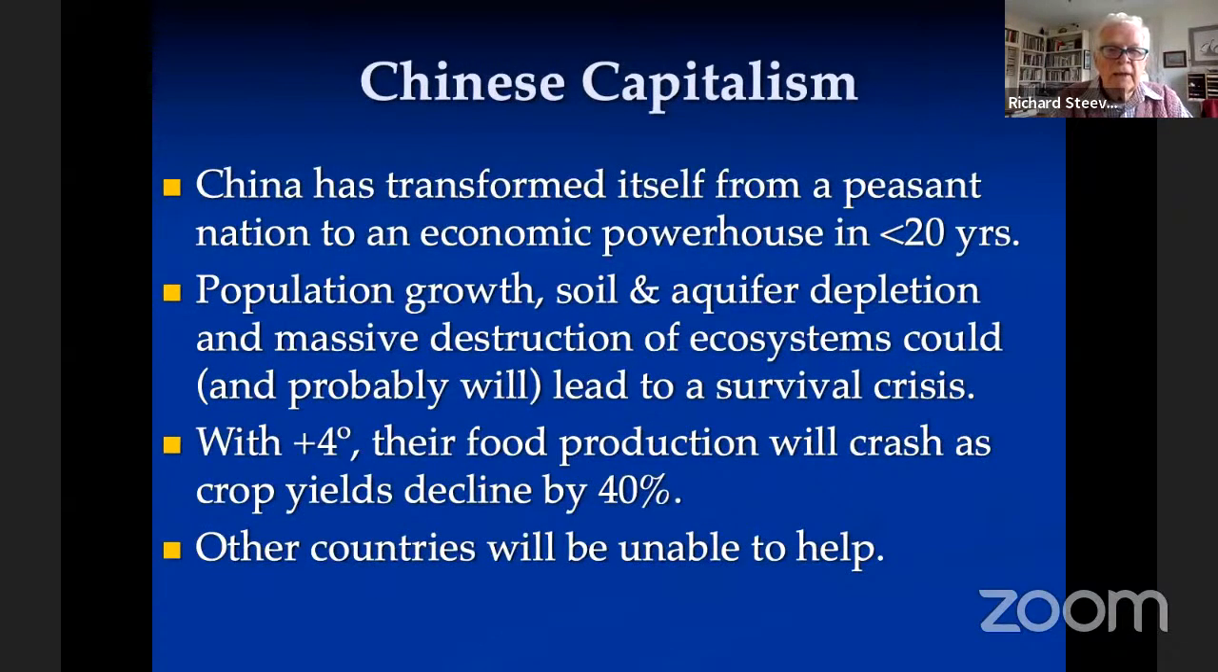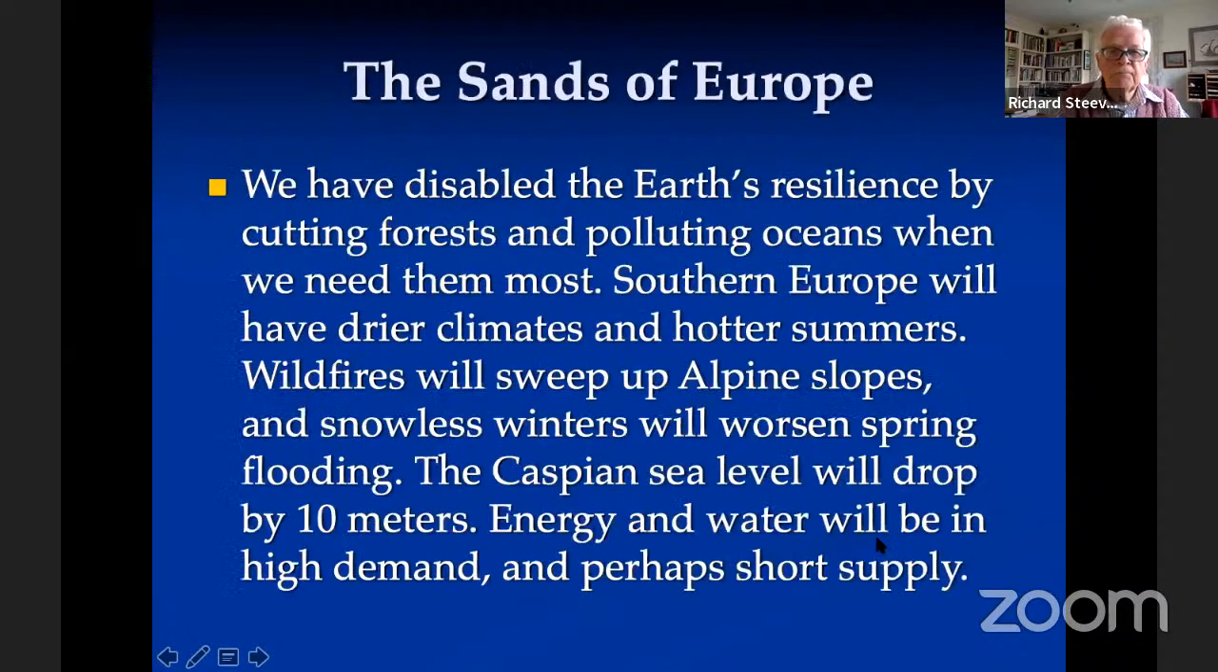What about China? China has transformed itself from a peasant nation to an economic powerhouse in less than 20 years. Pretty amazing when you think of it. Population growth, soil and aquifer depletion, massive destruction of ecosystems could and probably will lead to a survival crisis. So even back then in 2008, Mark Lynas had some inclinations of what Lee talked about earlier this morning. With an increase in 4 degrees, their food production could crash as crop yields decline. Other countries will be unable to help.